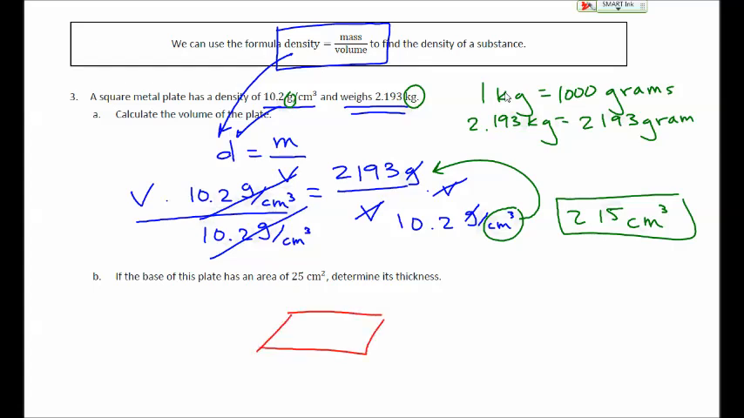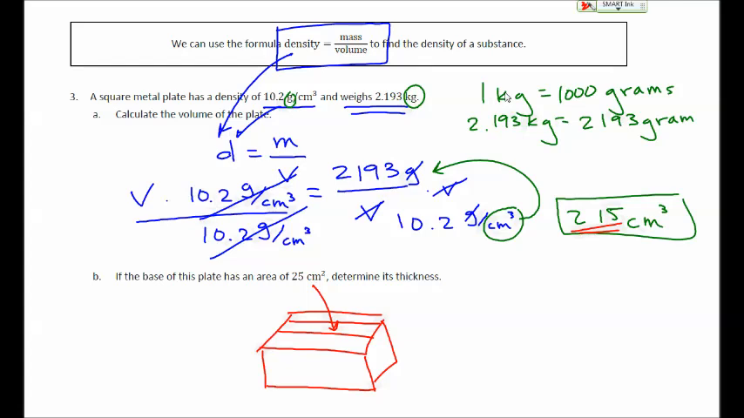Okay, the next question is if the base of this plate has an area of 25 square centimeters, so here's the base, 25 square centimeters, and it's a metal plate, it's three-dimensional, determine its thickness. Well, the area of 25 square centimeters means there's 25 1 centimeter by 1 centimeter squares that fills the base of that plate. And there's 215 cubic centimeters that fill the entire volume.